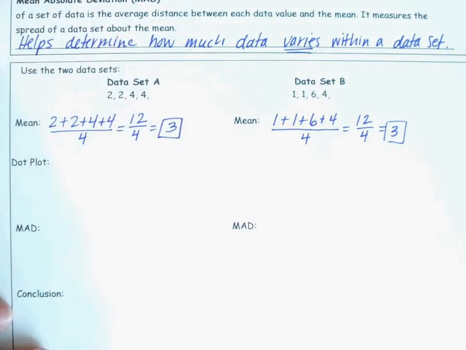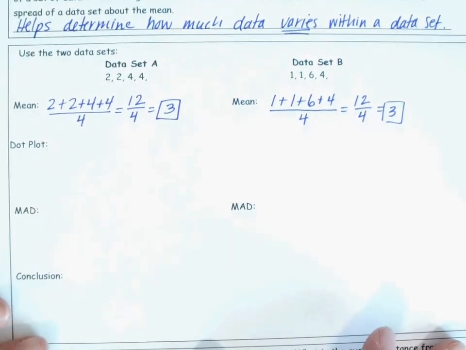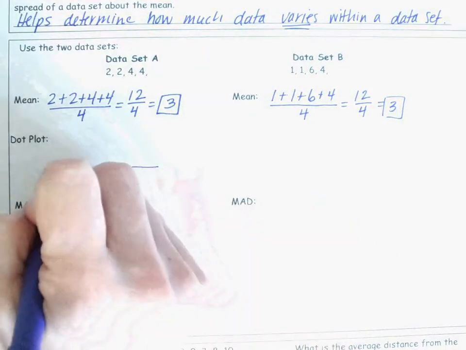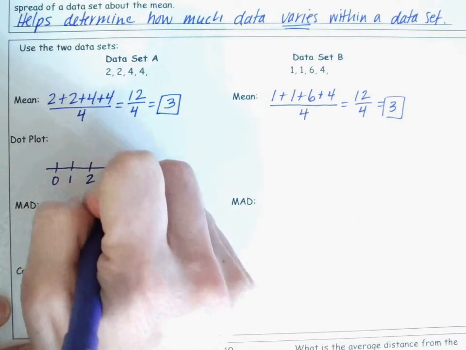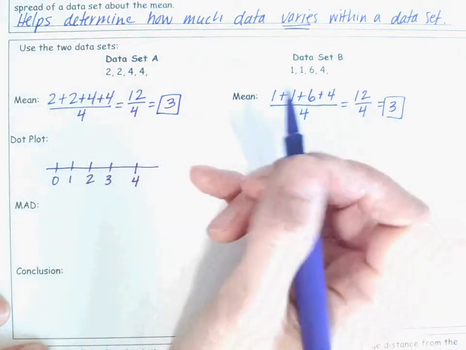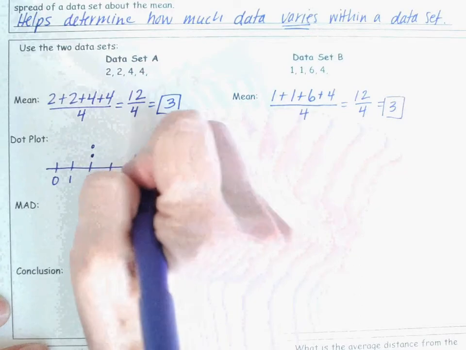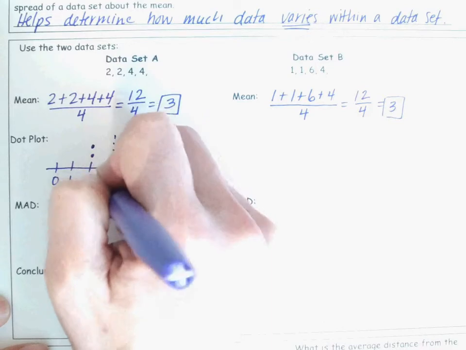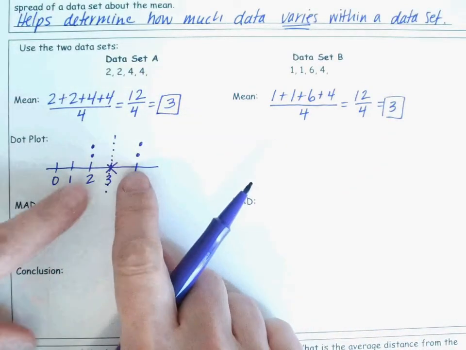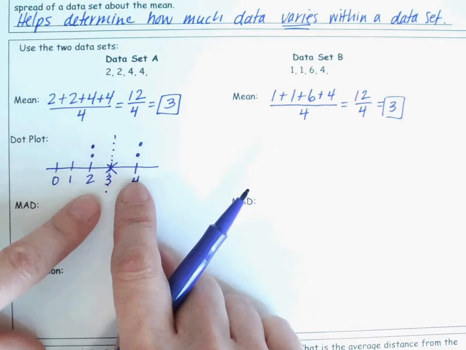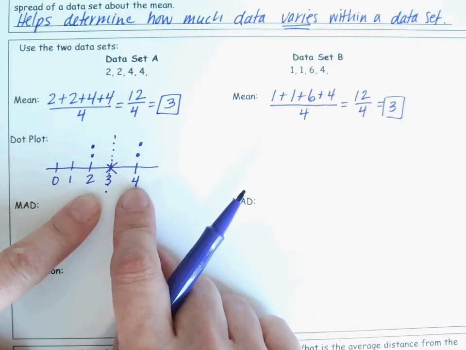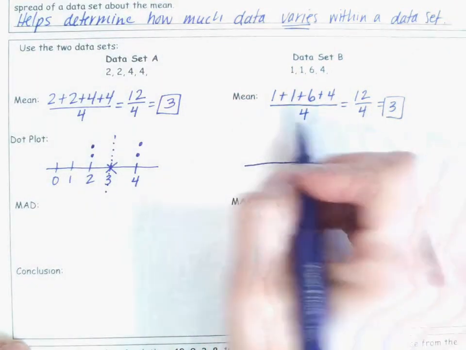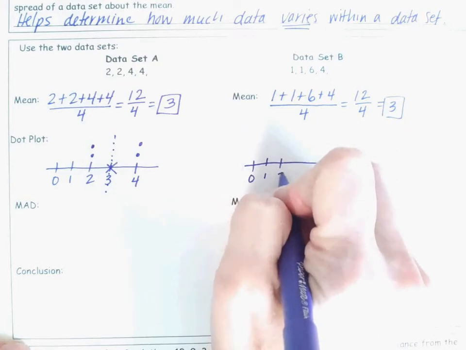Now let's create a dot plot for each to compare what the data set looks like for each one. So a dot plot starts with a number line. For this one, I have 2 values at 2, 2 values at 4. And I'm going to mark that I have my mean right here at 3. And I'm noticing how each of my data values are 1 away from the mean. That's what I notice. Now I'm going to go ahead and do the same thing for my data set B. Again, start with a number line for your dot plot.